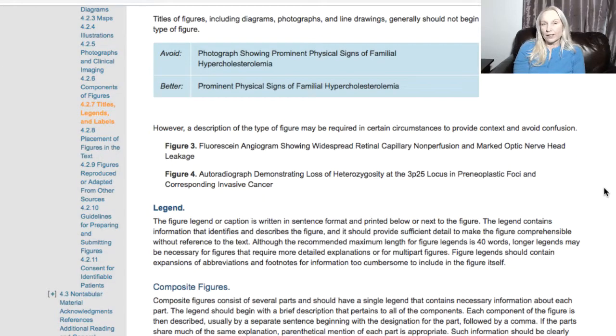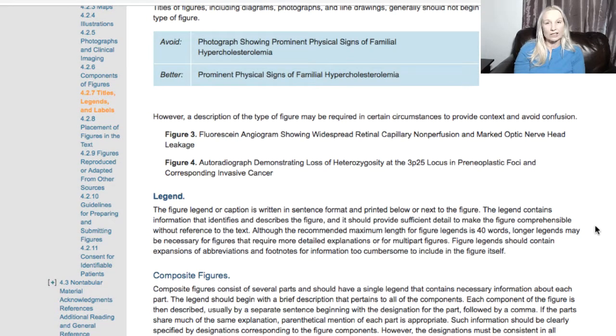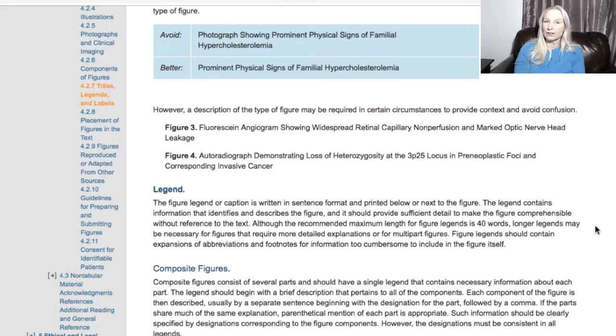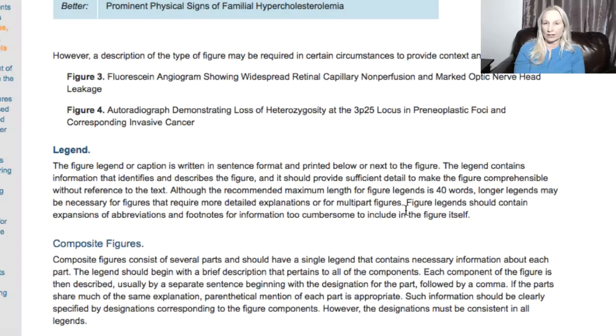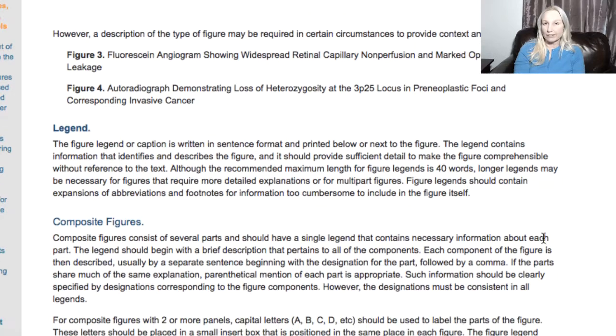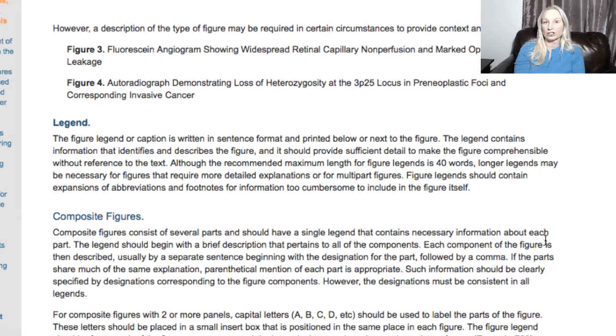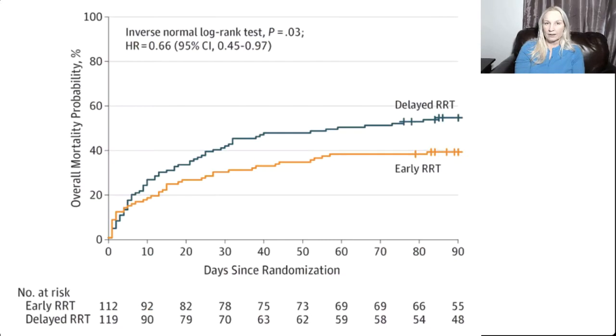Okay, legends. For figure legends, they should be written below or next to the figure in sentence format. The legend contains information that describes the figure, and it shouldn't be longer than 40 words in general, but longer legends may be used if a more detailed explanation is required for a given figure. Figure legends should also contain expansions of abbreviations and footnotes for information that is too much to include in the figure itself. As far as labels goes, axis labels should be capitalized, similar to a column heading in a table, and sentence style capitalization should be used for non-axis labels within the figure itself, which are easier to read.